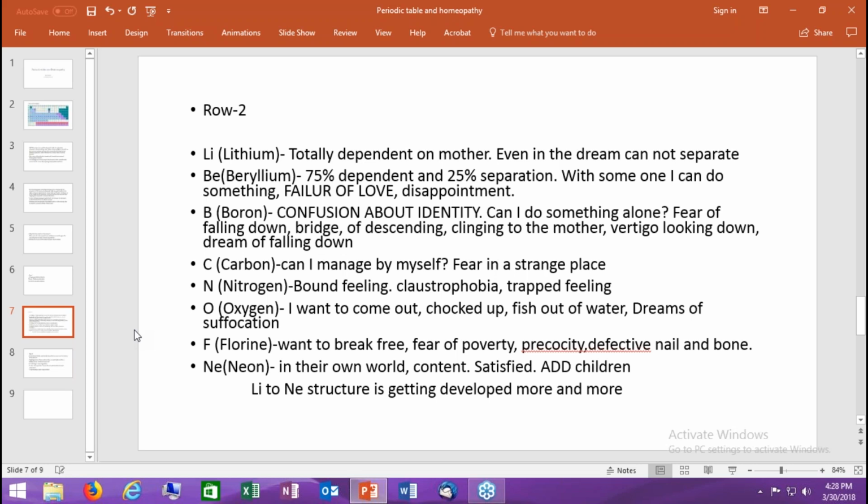I can start, I can do, but can I go a long way myself? So if something new comes, then he has a fear. Fear of taking a new task, fear of going to a new place, fear of getting a new experience, fear in a strange place. Then we can think of the remedies from carbon.